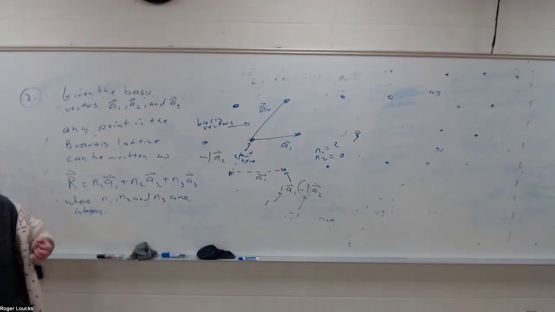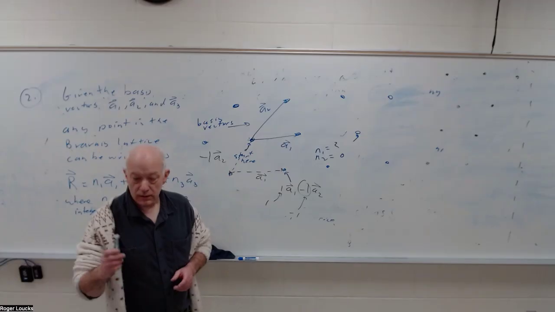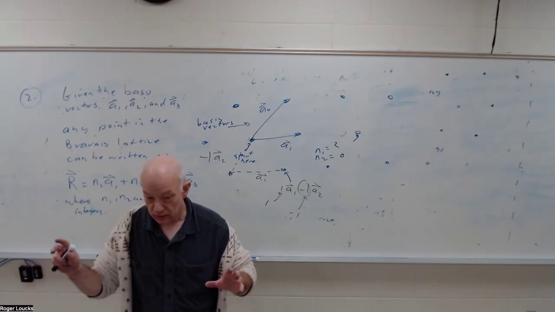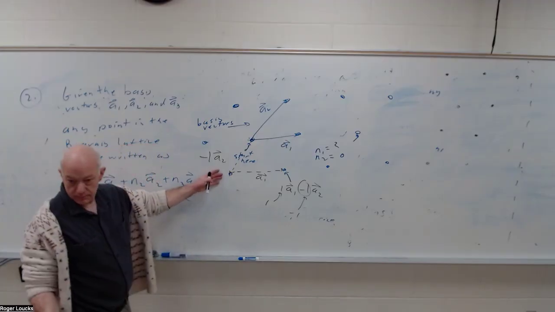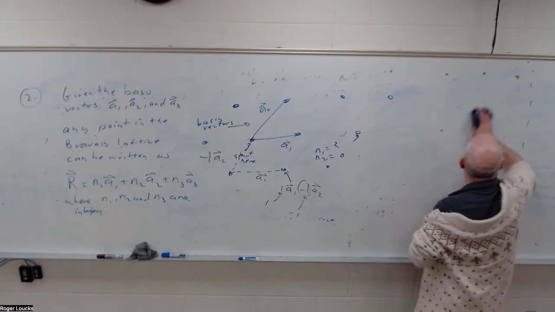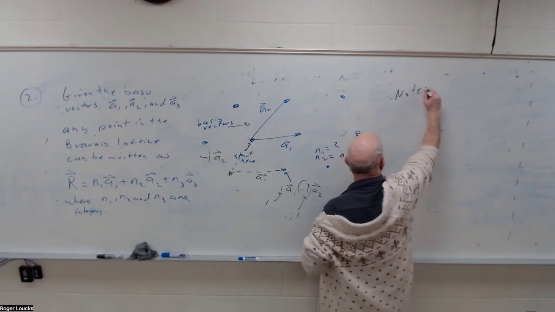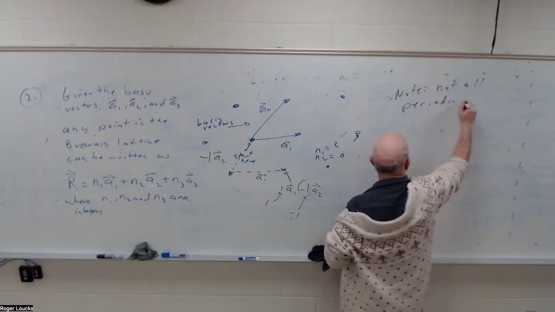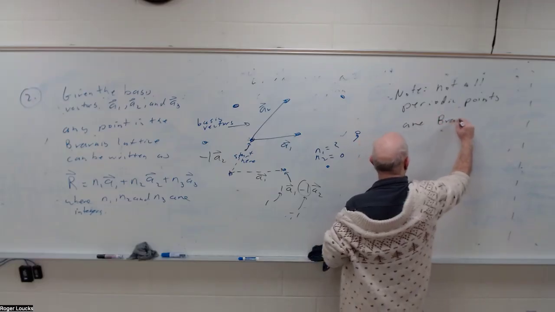So you can think about either 2 points as being a Bravais lattice. Now, can I put in any type of points that have some sort of symmetry and call that a Bravais lattice? The answer is no. Any questions with that? So no. Not all periodic points are Bravais lattices.